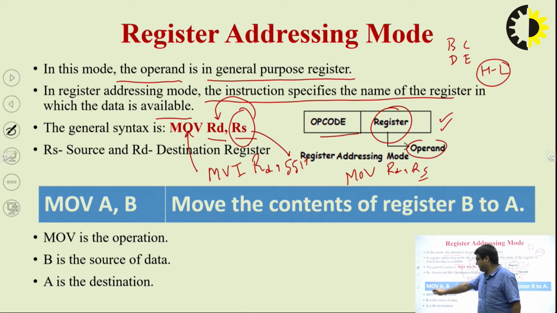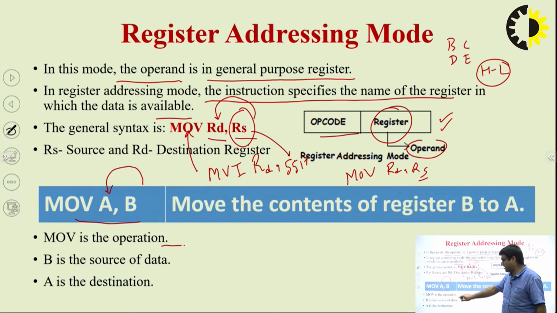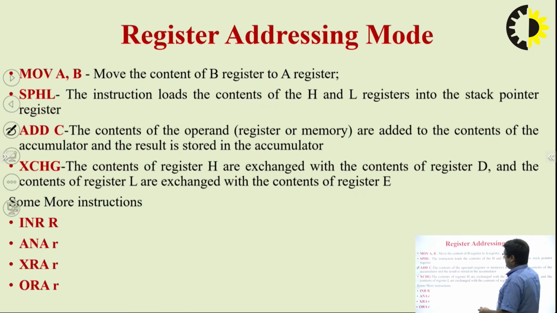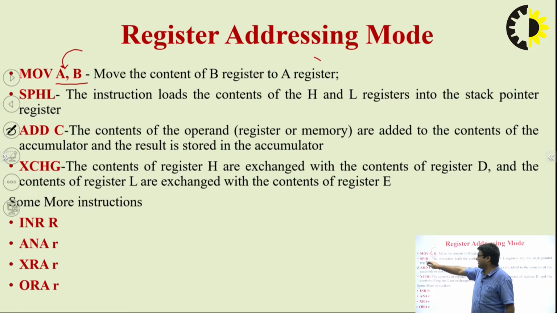So let us see the example. MOV A comma B. Through this instruction, B is the source operand, so the contents of this register will move into the accumulator register. Move is the operation that tells the microcontroller to move something from one location into another location, and B is the source of data, A is the destination. So move the contents of register B to A. Let us see some more examples of register addressing mode. MOV A comma B, we move the content of B register to A register. Okay, some more examples are there.